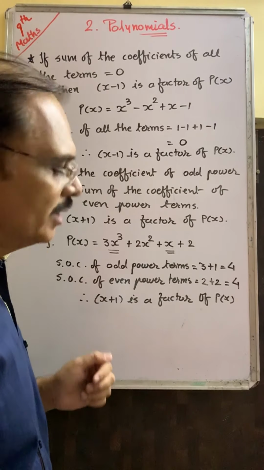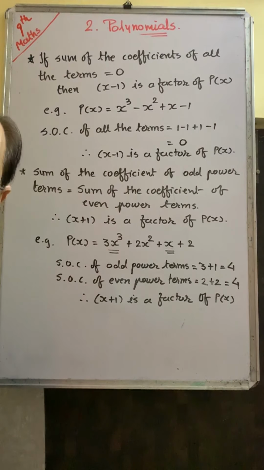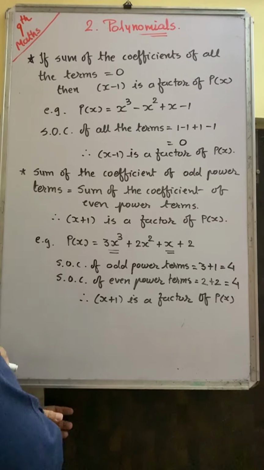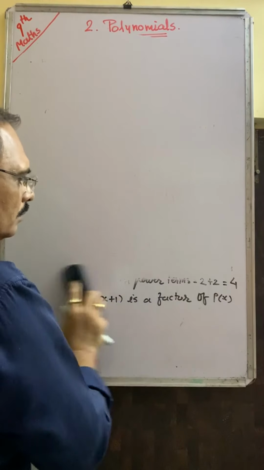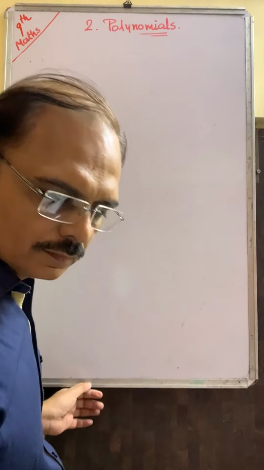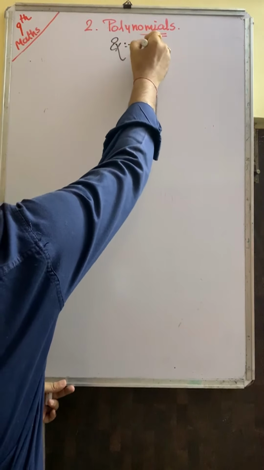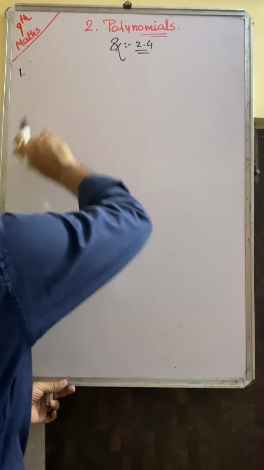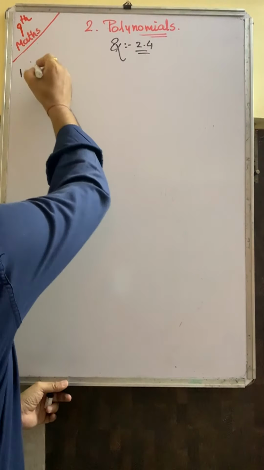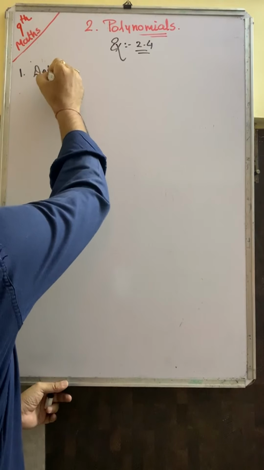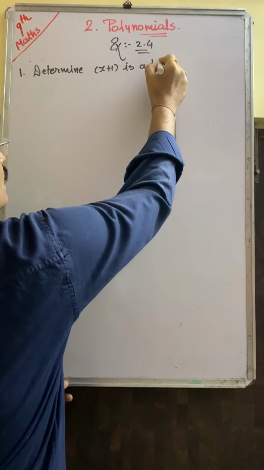Is it okay? Now we start exercise 2.4. Write down this. You can take a snap also, right? Exercise 2.4. Question number 1. Determine which of the following polynomial has x plus 1 a factor. We'll determine x plus 1 is a factor or not.